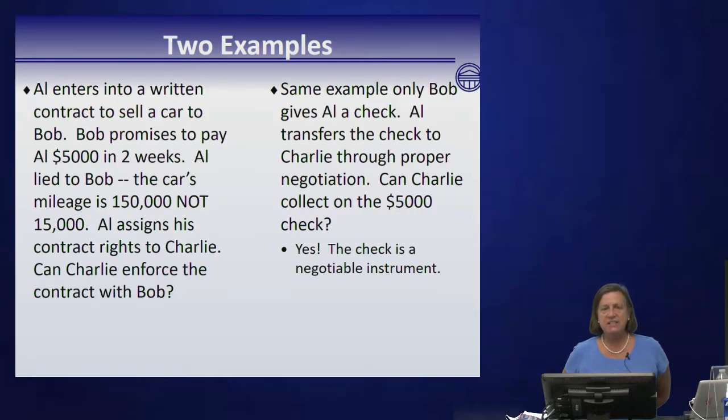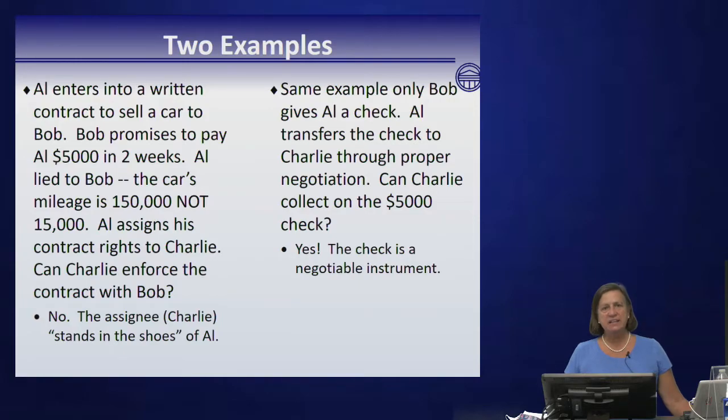How about this? Same example, only this time Bob gives Al a check, and we're going to find out in a minute that a check is a type of a negotiable instrument. Now, Al transfers the check to Charlie through proper negotiation. Now, can Charlie collect on the $5,000 check? And the answer is yes, because the check is a negotiable instrument.